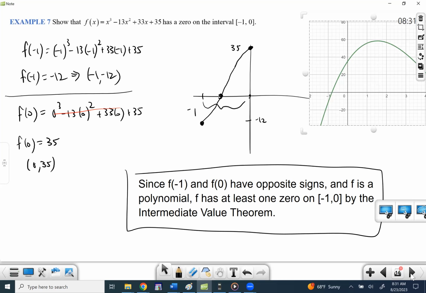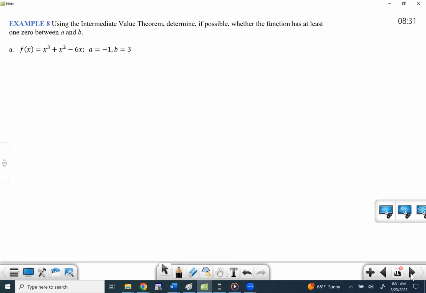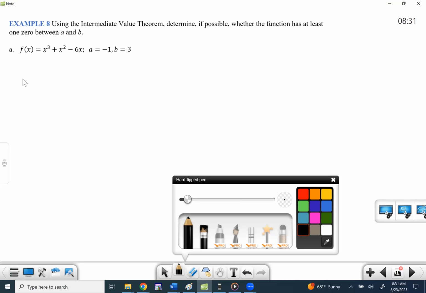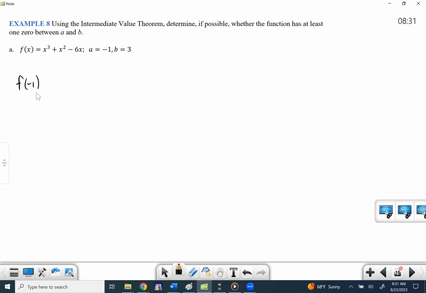All right, let's try another one. Maybe I won't get the pictures this time. We'll just go through the motions, okay? Using the intermediate value theorem, determine, if possible, whether the function has at least 1 zero between a and b. So we know the deal here. We're going to substitute those values into the function. So we're going to substitute negative 1 into the function.